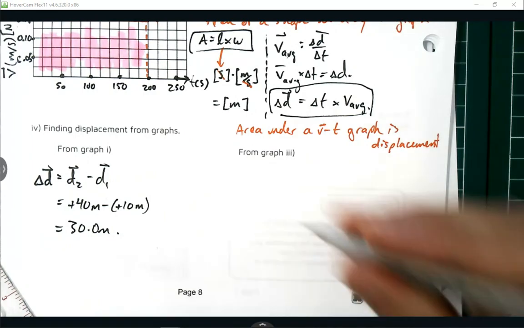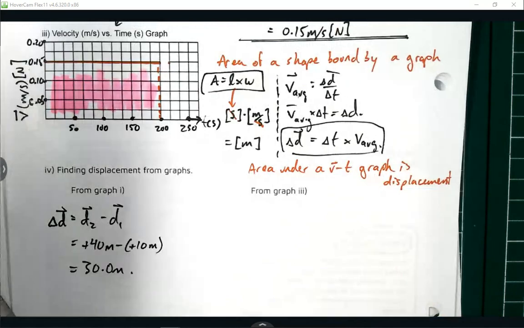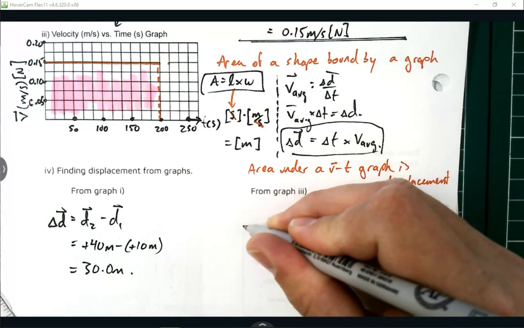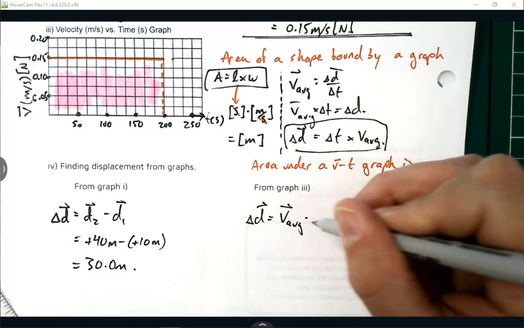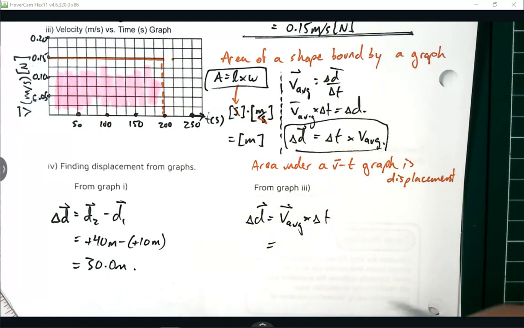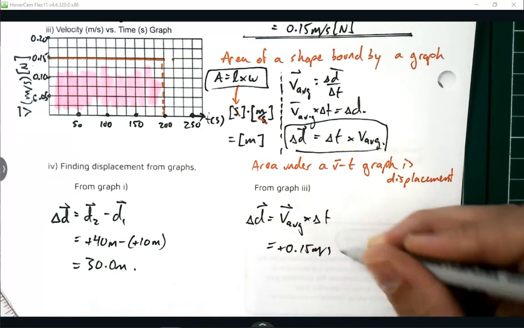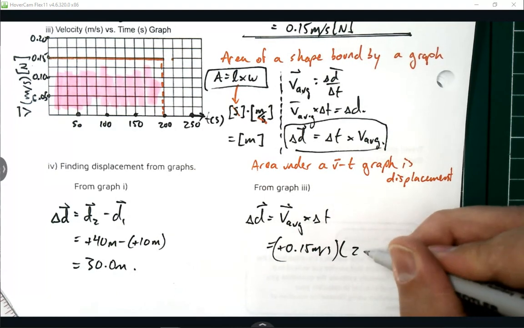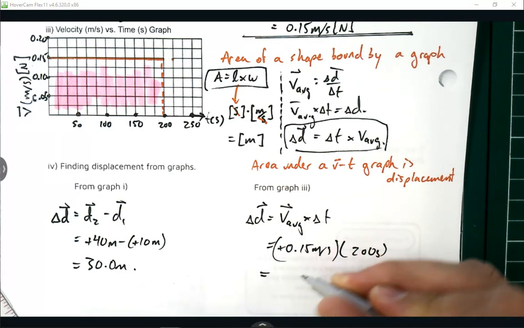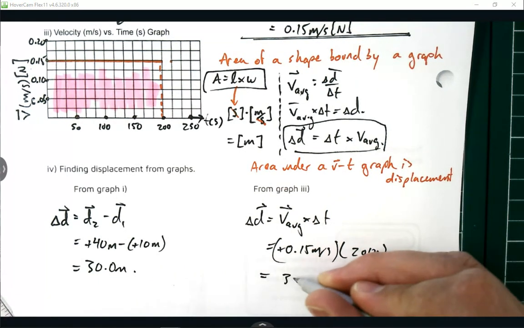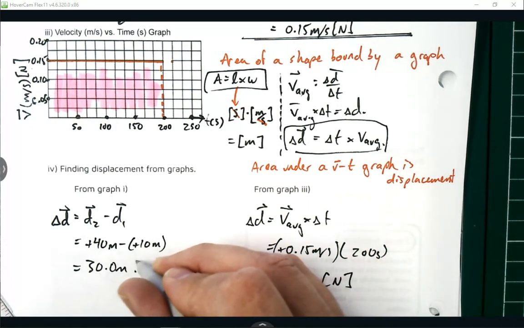On the other hand, if I was going to find the displacement from graph I, that's the one that I just shaded in pink here. Then we use that formula, delta D is equal to V average times delta T, sub in our values. Well, V average was 0.15 meters per second, and it happened to be positive as well, which means north, times delta T, 200 seconds. And nobody at all is shocked to know that that's equal to 30 meters. And it's positive, so it's north, both of them north.